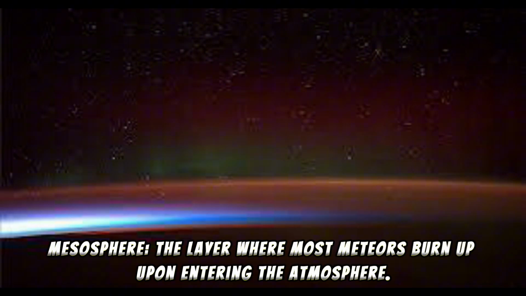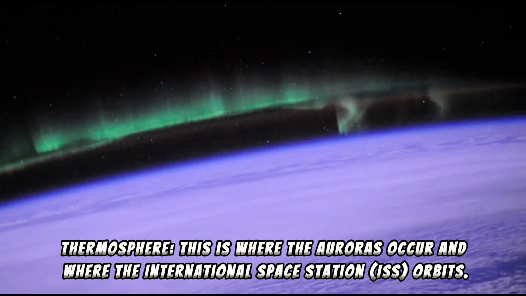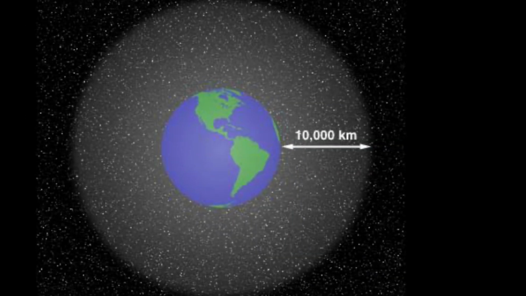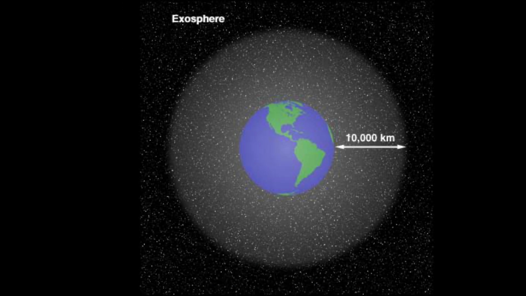Mesosphere, the layer where most meteors burn up upon entering the atmosphere. Thermosphere, this is where the auroras occur and where the International Space Station, ISS, orbits. Exosphere, the outermost layer, transitioning into the vacuum of space.